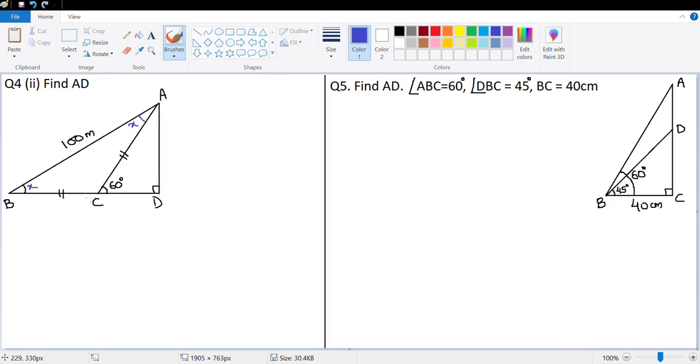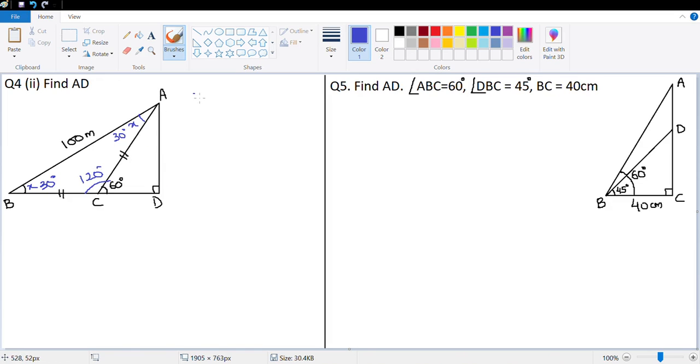This is 60, which means this would be 120 degree, which means this is 180, so I have 60 more, which means this is 30 degree and this is 30 degree. Now I can calculate some values if possible. This is 100. Let's try. Okay, so I need to calculate this.